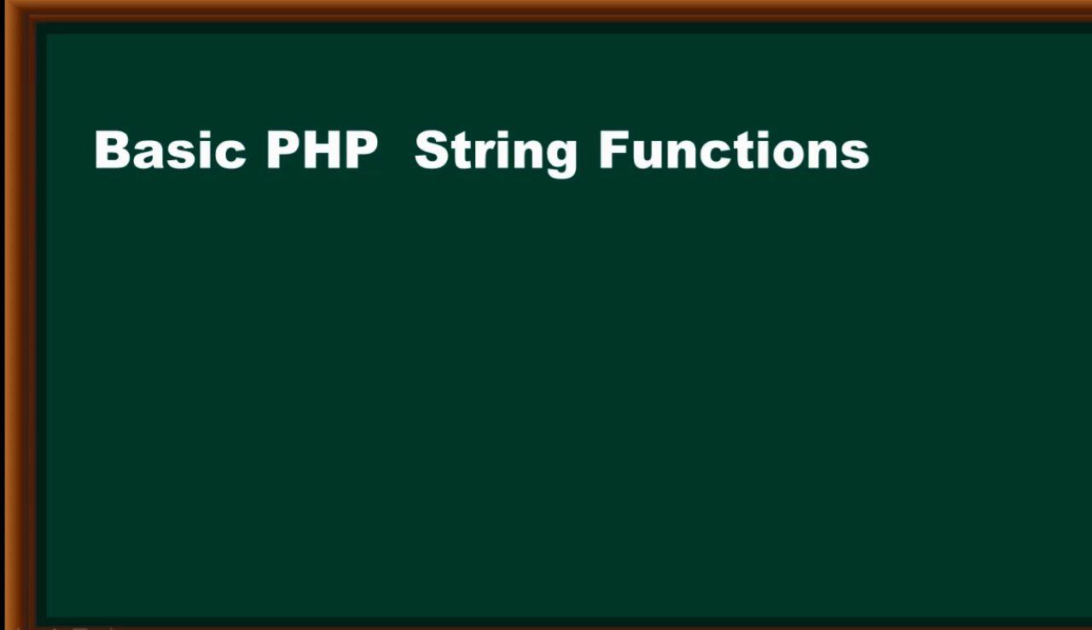What is a string? A string is a sequence of characters like hello world and so on. A string is always enclosed in quotes, which can be either single or double quotes, but you can't mix the quotes. A function is a piece of code that does something specific. So let's take a look at some basic string functions in PHP.